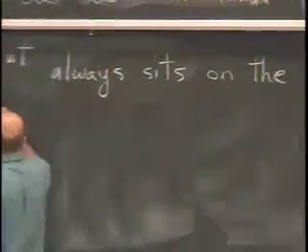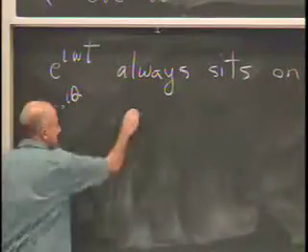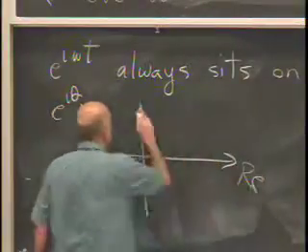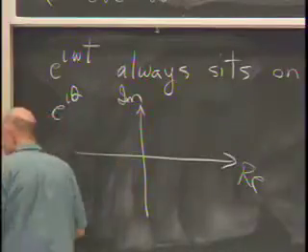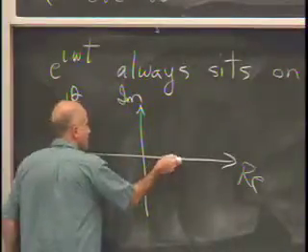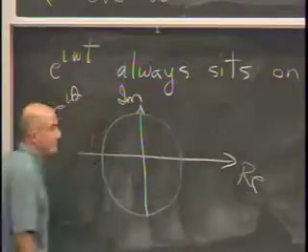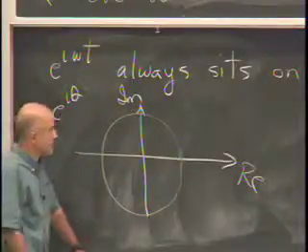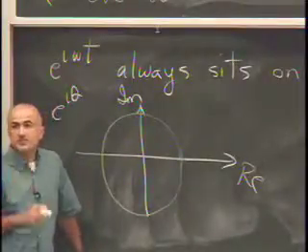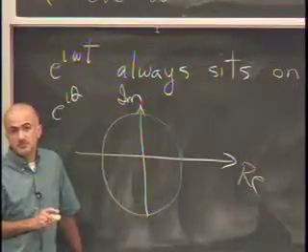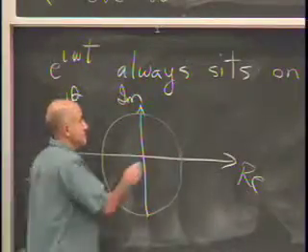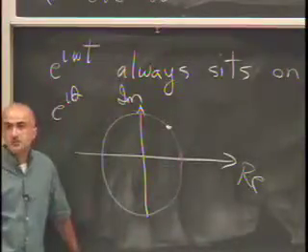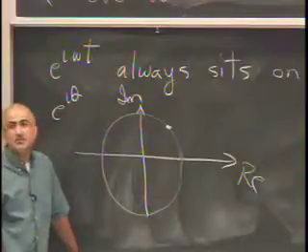It's perhaps easier to talk about e to the I theta. So let's draw that. Real axis, imaginary axis, unit circle. Okay? E to the I theta, where is it located? Its real value is cosine theta. So let's say e to the I theta is sitting somewhere on the unit circle. Its real value is cosine theta.